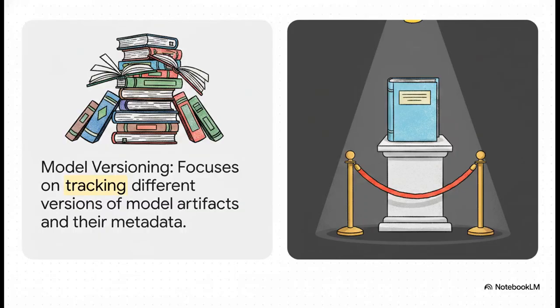So, to be super clear, what's the real difference here? Well, versioning is all about tracking the history of your models, the who, what, when. The registry, on the other hand, is about managing their journey to deployment. It's kind of like the difference between a library that just holds all the books ever written versus a curated museum exhibit that tells a specific story.